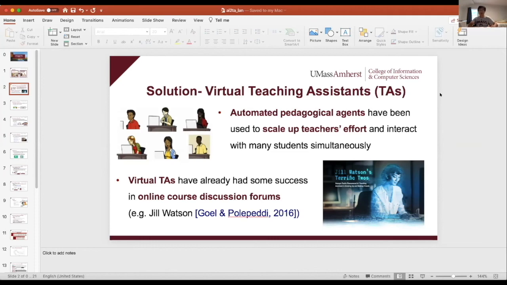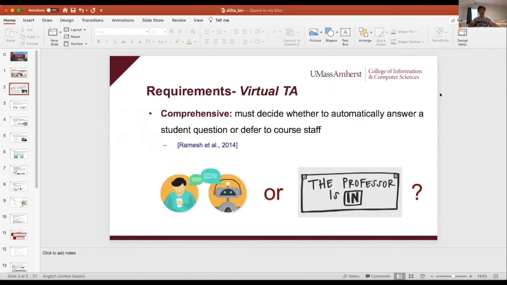Yeah, and for virtual teaching assistants, there has been a lot of recent success, especially this thing built by a group of people at Georgia Tech called Jill Watson. This is built on IBM's Watson system, essentially an AI that answers student questions in a discussion forum. But it's still very basic, and we think that before it can become a reality, there needs to be a lot of development, significant advances in AI, so that it satisfies three requirements. Number one, it has to be comprehensive, right?